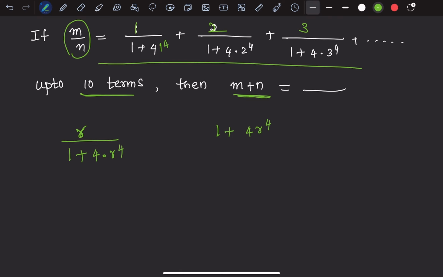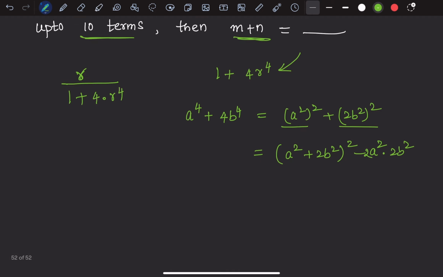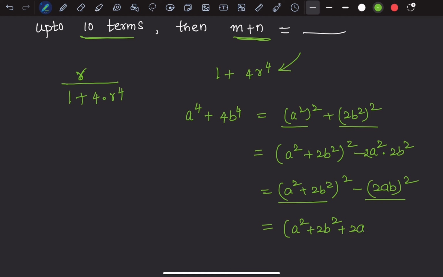So there is a very famous formula for this. This is known as the Sophie Germain identity. So when you have something like a to the power 4 plus 4 times b to the power 4, you can write this as (a square) whole square plus (2b square) whole square. Now this is in the form of x square plus y square. So therefore you can write (x plus y) whole square minus 2xy, 2a square multiplied by 2b square. So this is (a square plus 2b square) whole square minus (2ab) whole square. Now this is in the form of x square minus y square. So that will be (x plus y) into (x minus y).